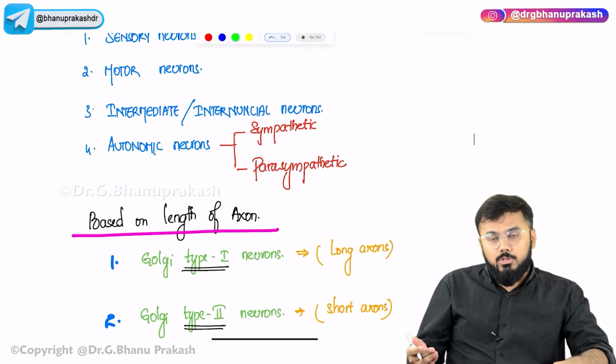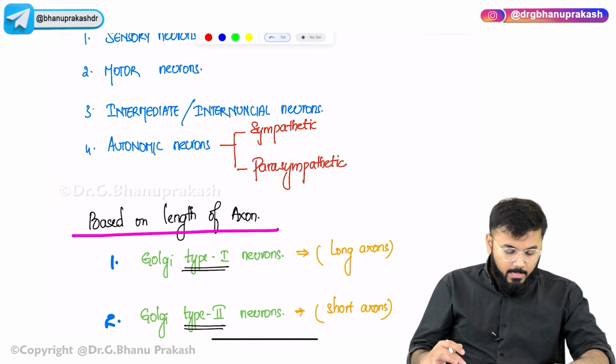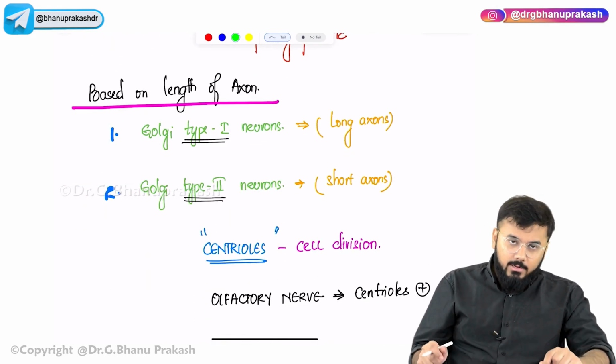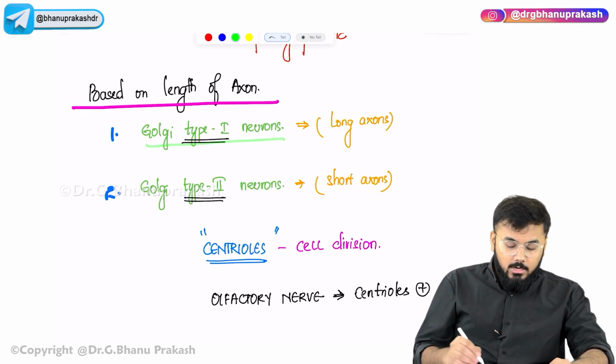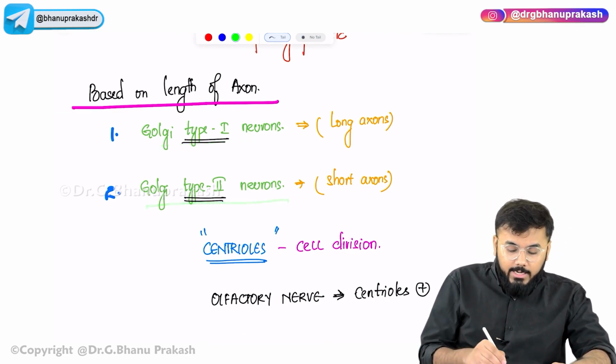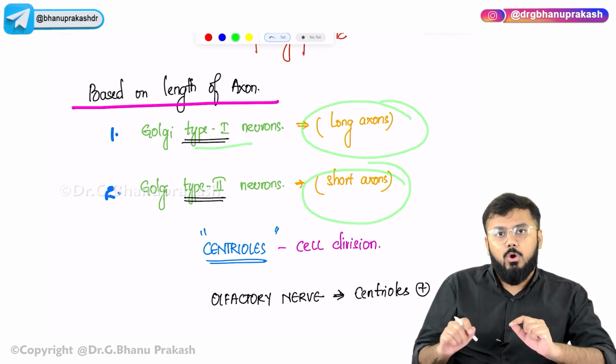And autonomic neurons, you know, where you have got sympathetic and parasympathetic actions. Based upon the length of the axon, there are two different types. Golgi type 1 neurons, Golgi type 2 neurons. Golgi type 1 neurons are the long axons, Golgi type 2 neurons have got short axons.